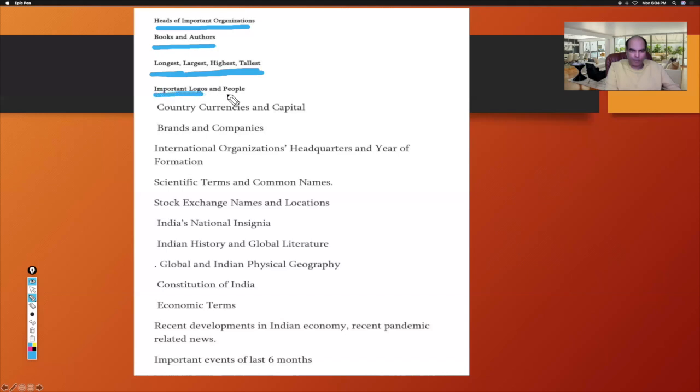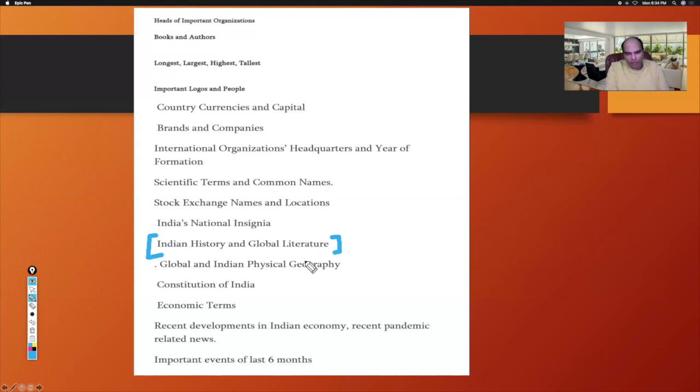Important logos of companies and organizations, important people, country, currencies and capitals, brands and companies, which brand belongs to which company, international organizations, headquarters and year of formation, scientific terms and common names for various things, then stock exchange names and locations, then India's national insignia, India's national signs, like India's national bird, national sport, whatever national awards in the Indian context. Then it actually gets diverse.